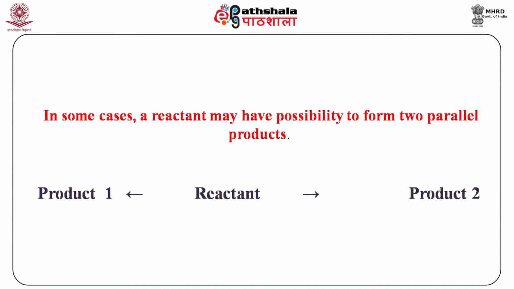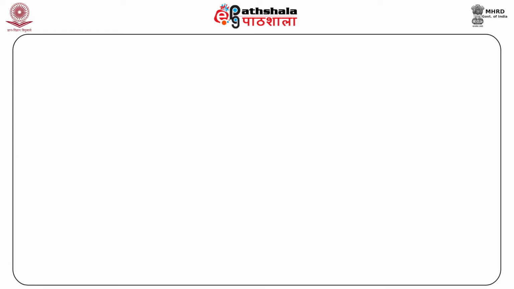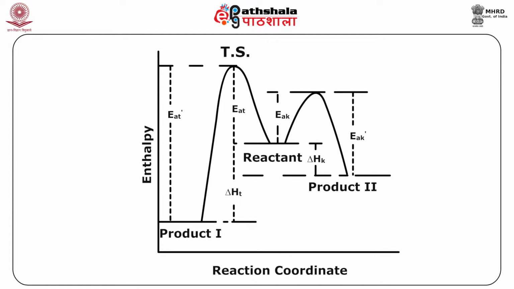In some cases, a reactant may have the possibility to form two parallel products. As in any reaction, the energy profile diagram for both reactions will be different. You can understand this because for the formation of both the products, the path will be different. So the energy profile diagram will also differ. So, let's imagine a situation in which from reactant we produce two different types of product, that is product first, shown in the left side of the diagram, and product second shown in the right side of the diagram.